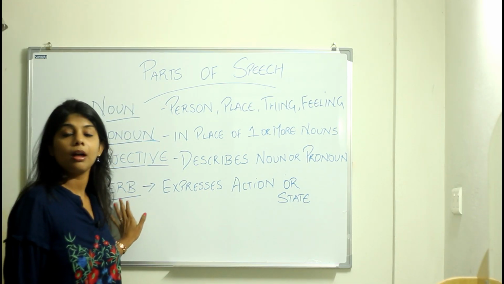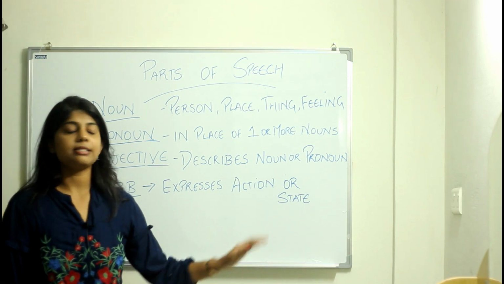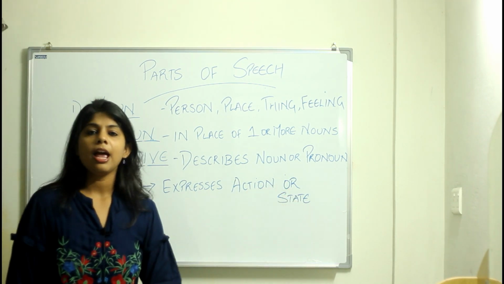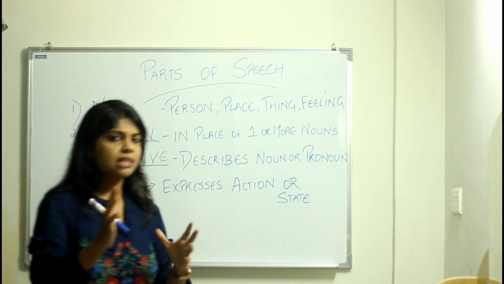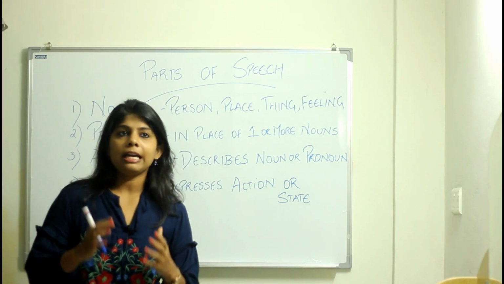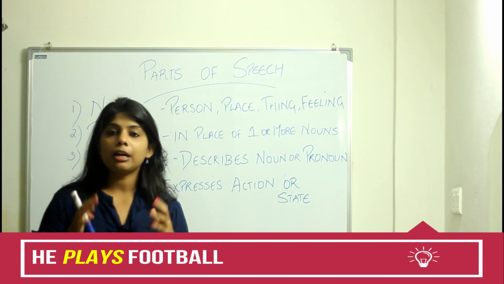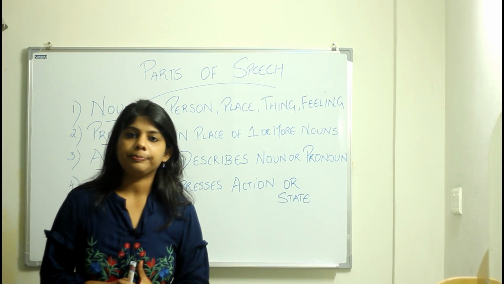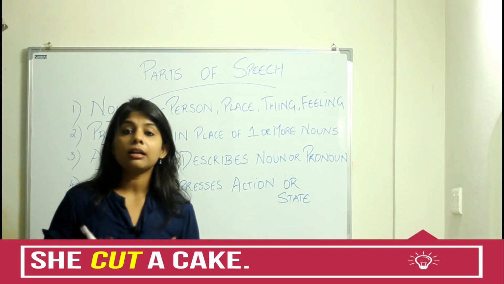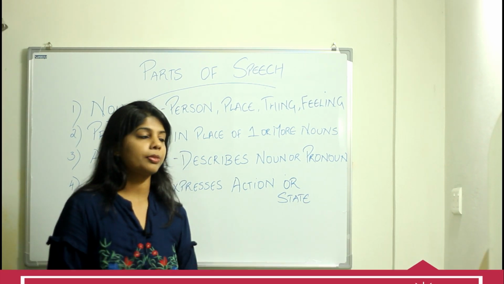A verb. A verb is a word that expresses an action or a state. Every sentence in the English language has a verb. Let's understand it better. He plays football. Here plays is the doing word. That is, it is the verb. She cut a cake. Cut here is the verb.